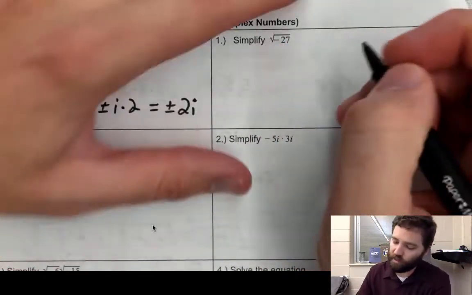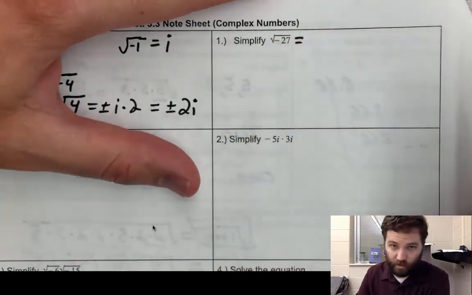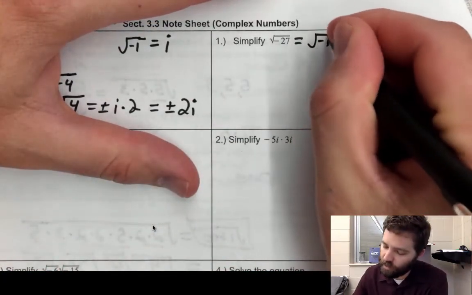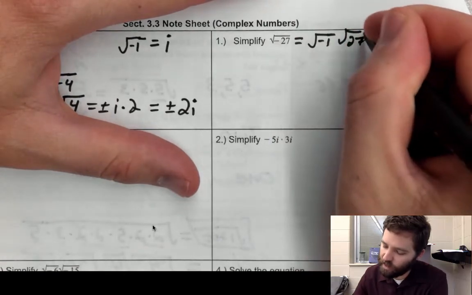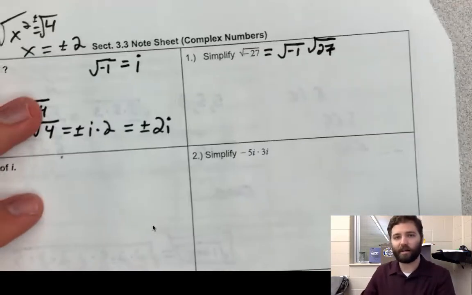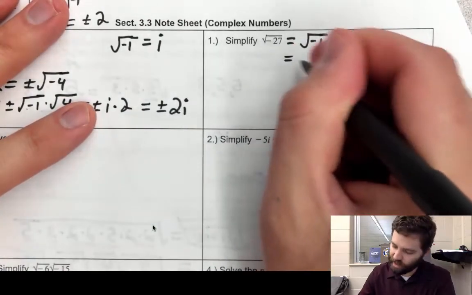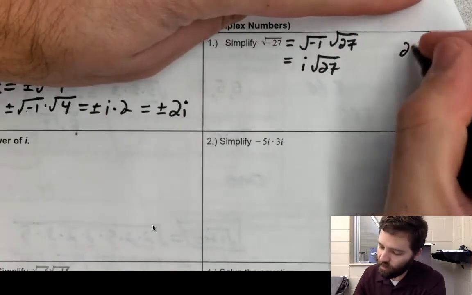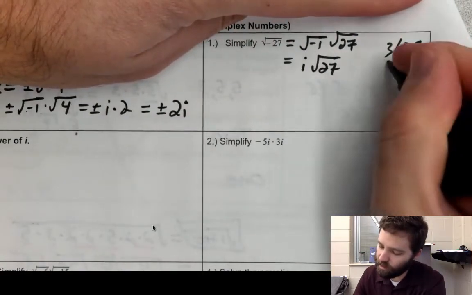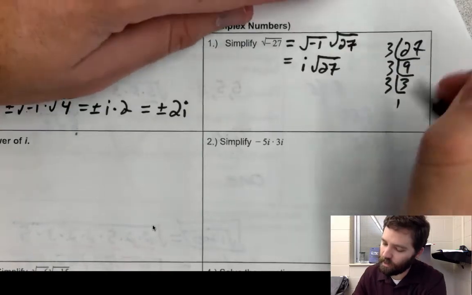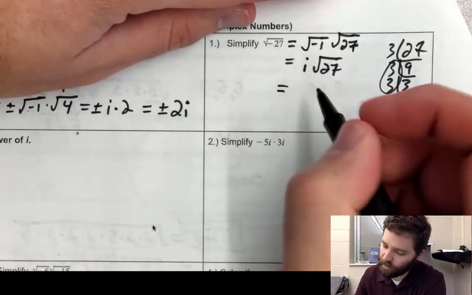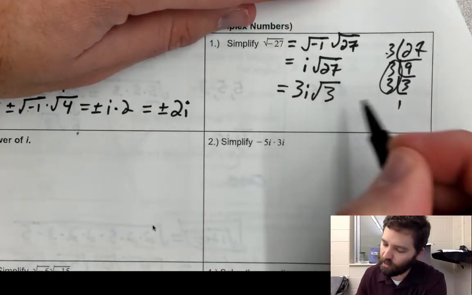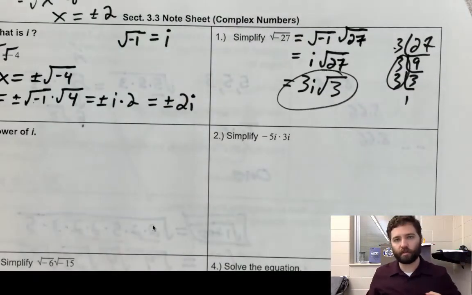Okay, so the square root of -27. The first thing I would try to do if I was going to simplify that, and really any square root of a negative, is write that as the square root of -1 times the square root of 27. In other words, I'm taking that i out. So this then is i times the square root of 27. Let's just break down 27 real quick. Take out 3, I get 9. 3, I get 3. 3, I get 1. One pair of 3's comes out in front, so I have 3i times the square root of whatever's left over. There's one 3 left over, and so I get 3i square root of 3.